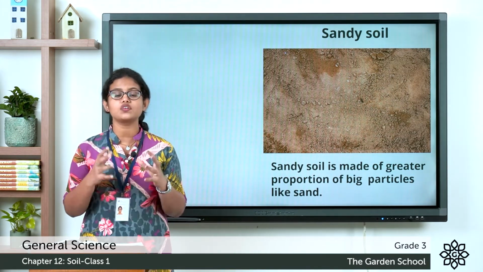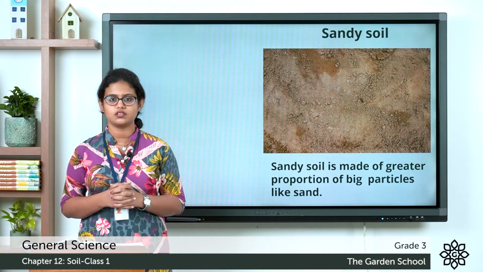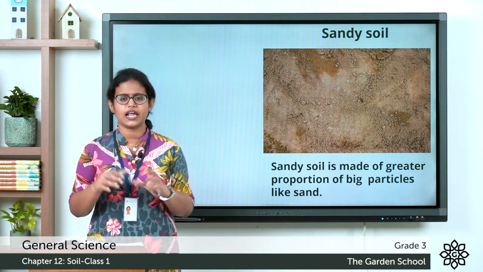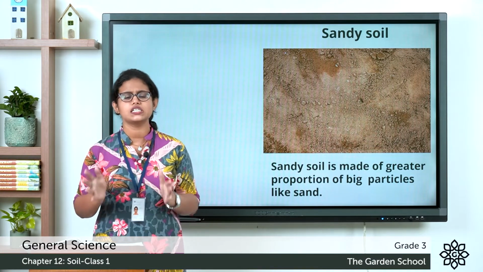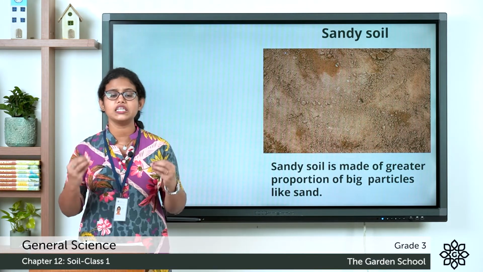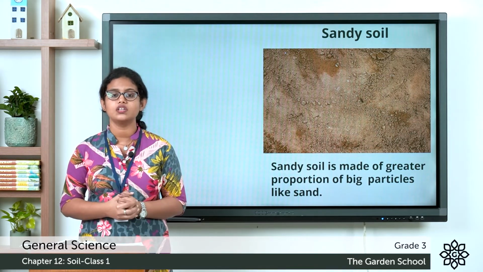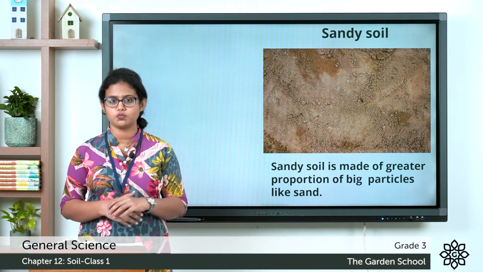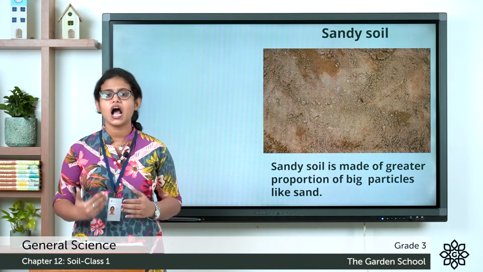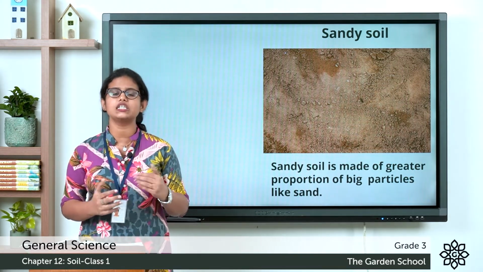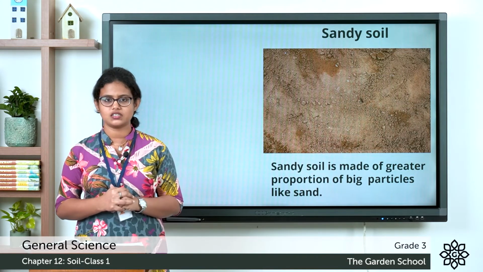And the particles cannot fit closely together. There are large spaces between the sand particles, and these spaces are filled with air. Therefore, there is high water absorption and water can be easily passed through the sand.